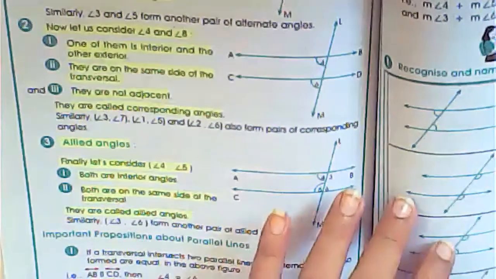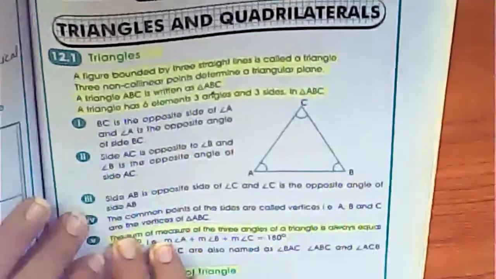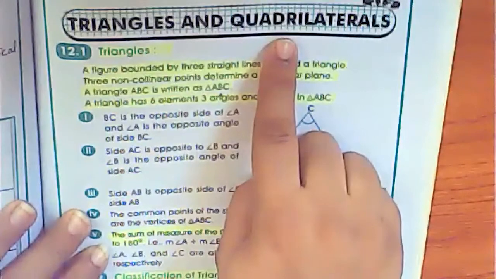These are allied angles. Both are interior angles, just like this. Both of them are interior angles, and both are on the same side of the transversal, right? So kindly mark it. Hurry up. Then, okay, this is important.